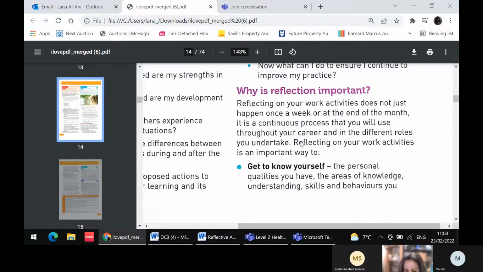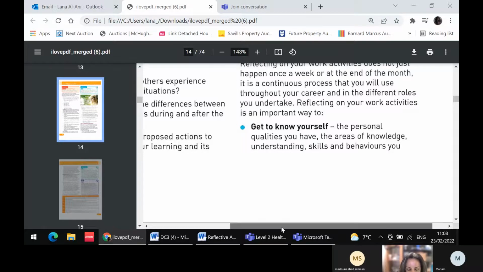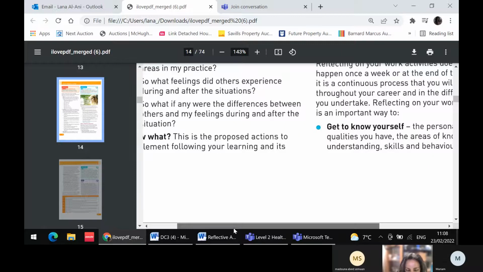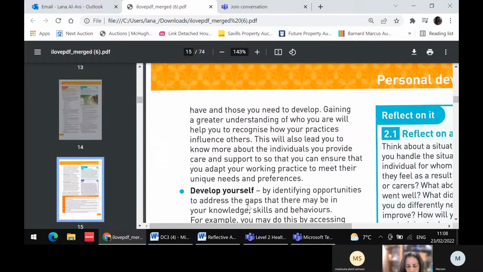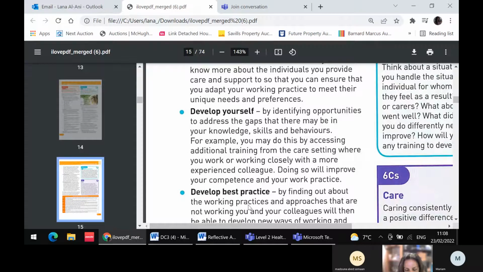So the importance of reflection on your work is, first of all, getting to know yourself. Each one of us will be understanding our own skills, our own behavior, which is very important. So when we realize what we're missing, then we can improve ourselves in the future. Maybe handle the same situation differently next time. And also develop yourself. By identifying opportunities to address, that will increase your knowledge, your skills, and give you a better behavior next time.